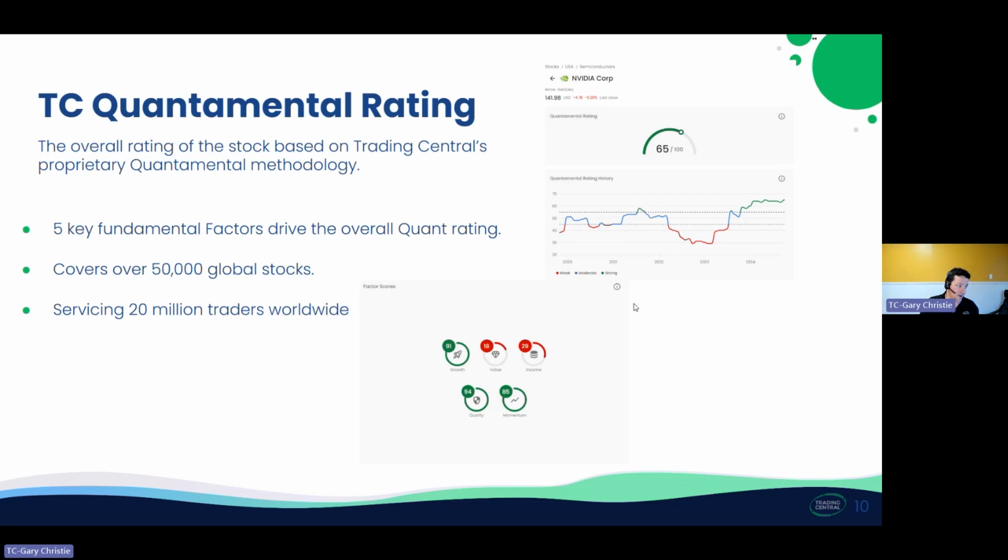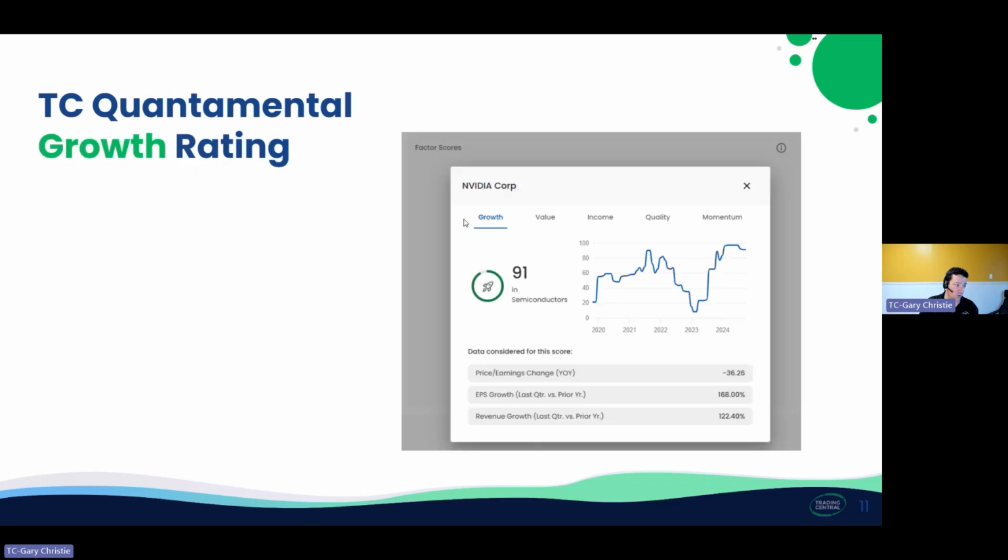But where does it start? It all really starts with the TC Quantamental rating, and we'll go through the 5 factors quickly. I'll talk about growth first. This takes into account year-over-year change in price earnings, PE, EPS growth, and revenue growth. And notice something unique here: we calculate the trend in the individual factor score, which may be of use to growth investors. So it's a different way of looking at growth stocks, which is quite cool, in terms of the data, not just the price action.